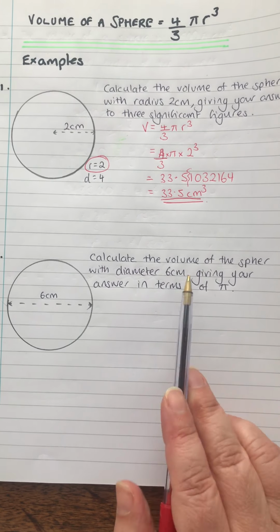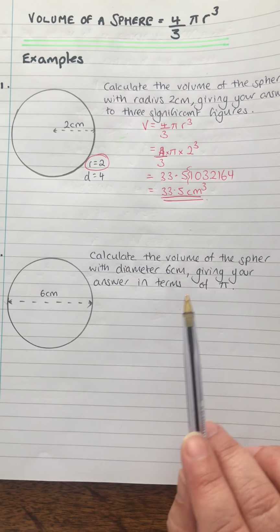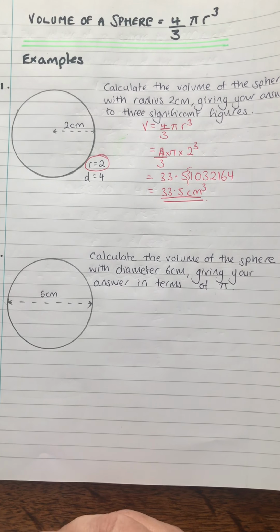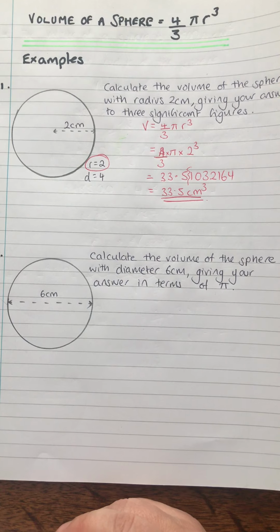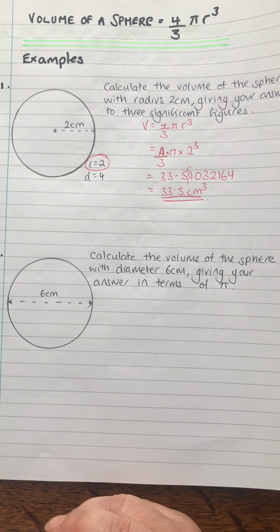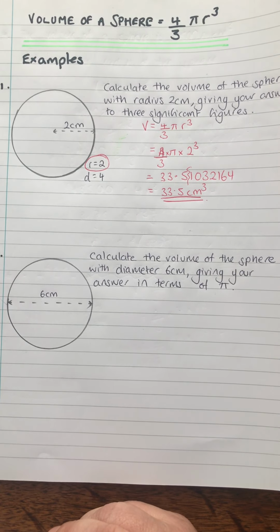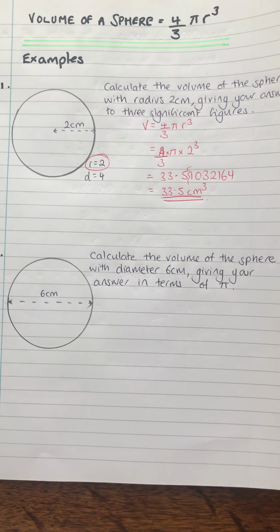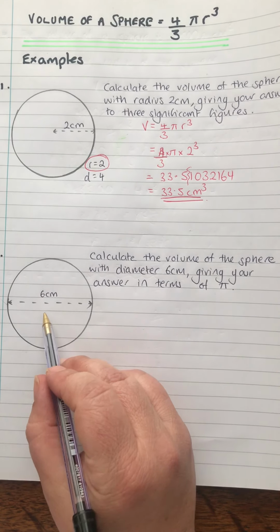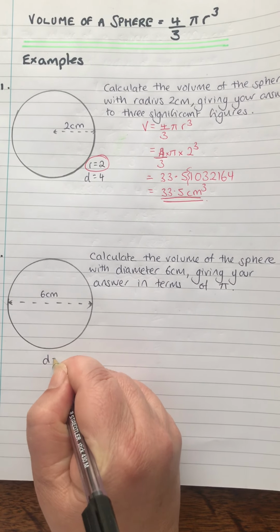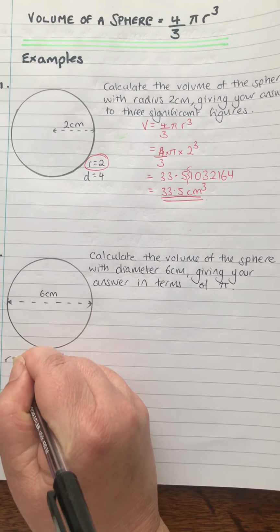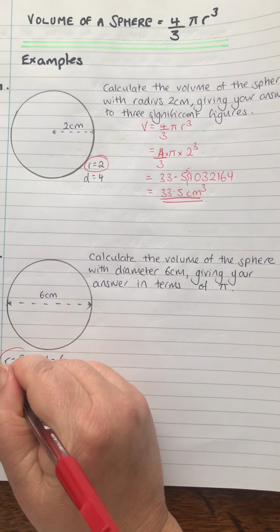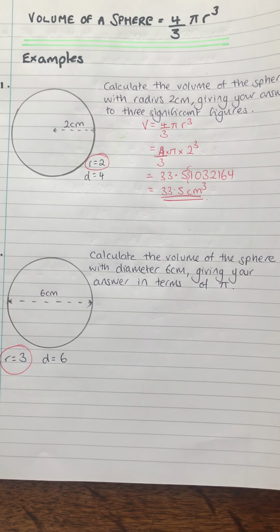So let's have a look at the second question. Calculate the volume of the sphere with diameter 6 centimetres, giving your answer in terms of pi. When we see pi in a question, we often think of these as calculator questions. But we can treat pi like a letter, and you will see these coming up on your non-calculator papers as well. So let's have a look. I'm given my diameter. So my radius is half the diameter, which is 3 centimetres in this case.